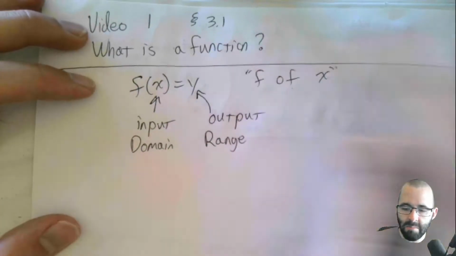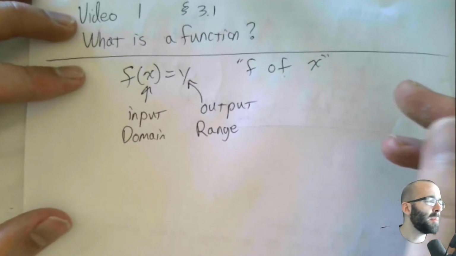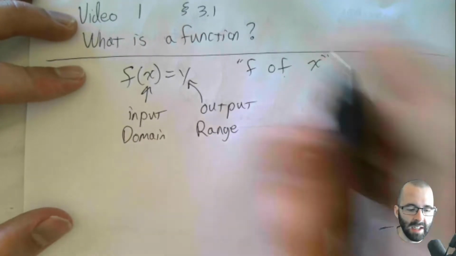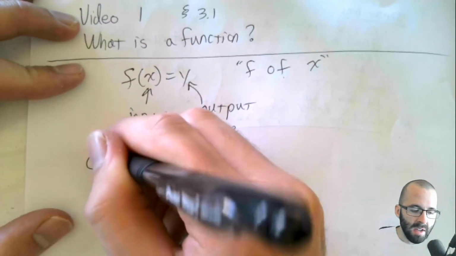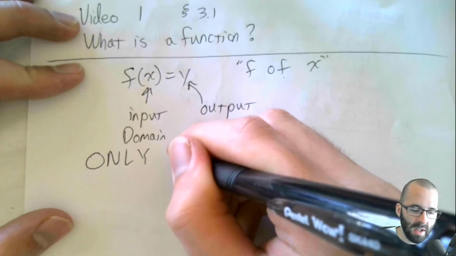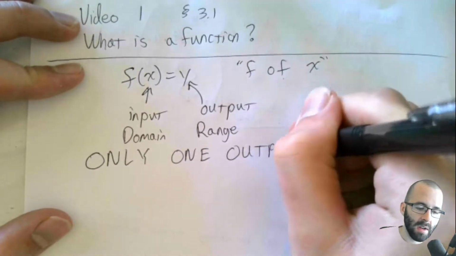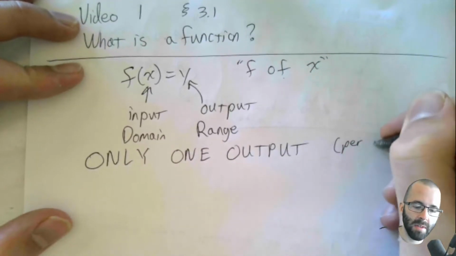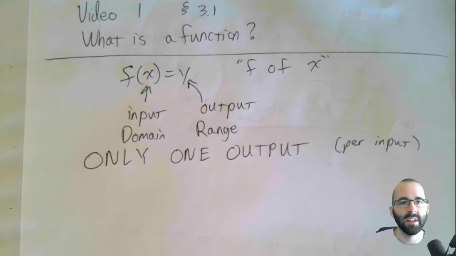Okay, so one of the most important things when you're looking at what is a function for purposes of our class has to do with the number of outputs. Okay, so a function has only one output per input. Think of it like a machine or something. You put something in the machine, you get something out.